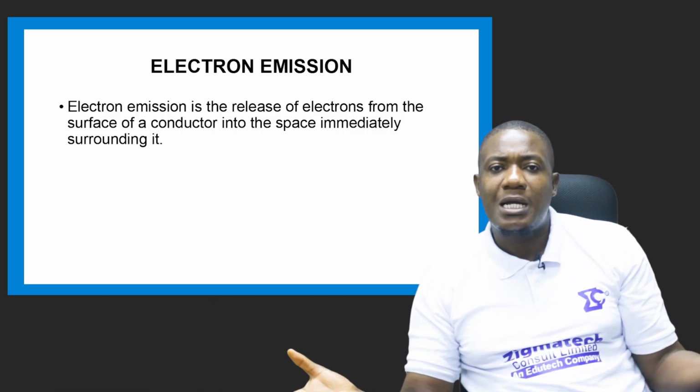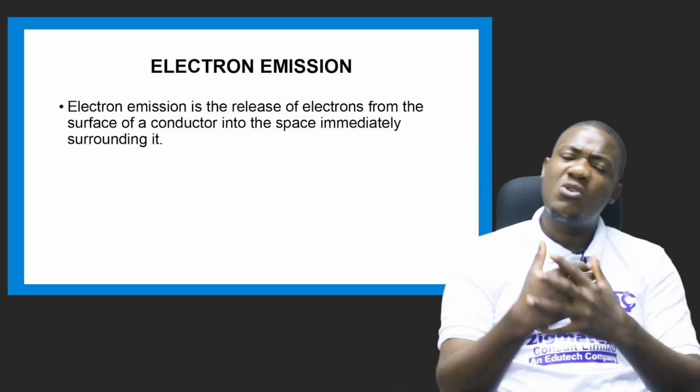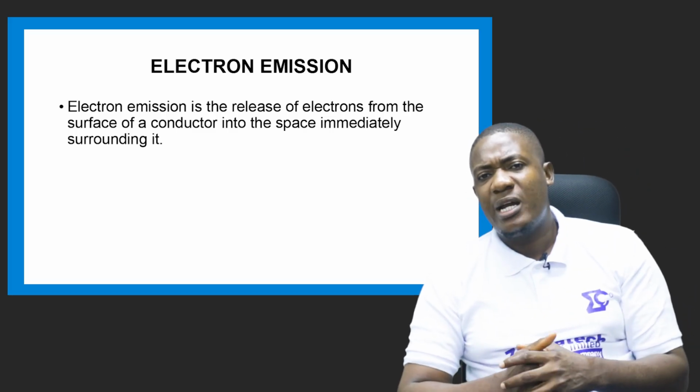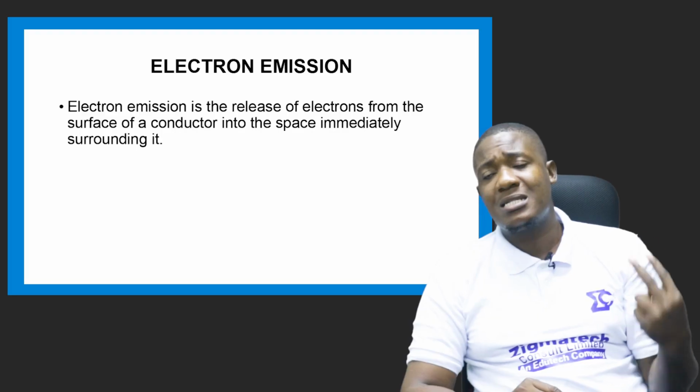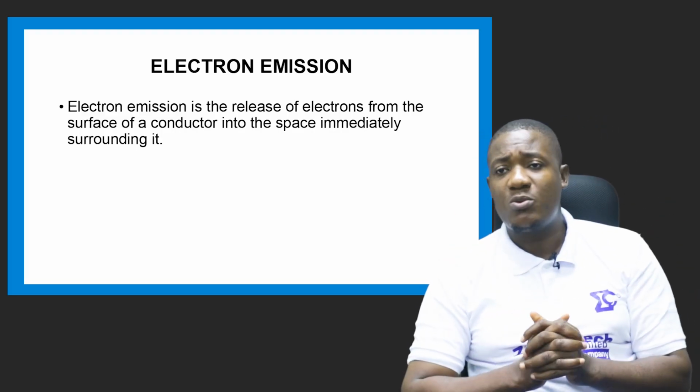So electrons can be emitted in different ways. Electrons can be emitted by passing electricity. Electrons can be emitted when sunlight, or when photons from the sun, strike a metal surface. We're going to talk about it.